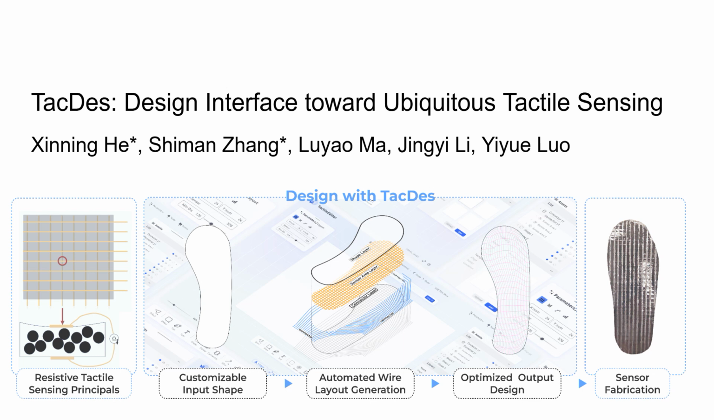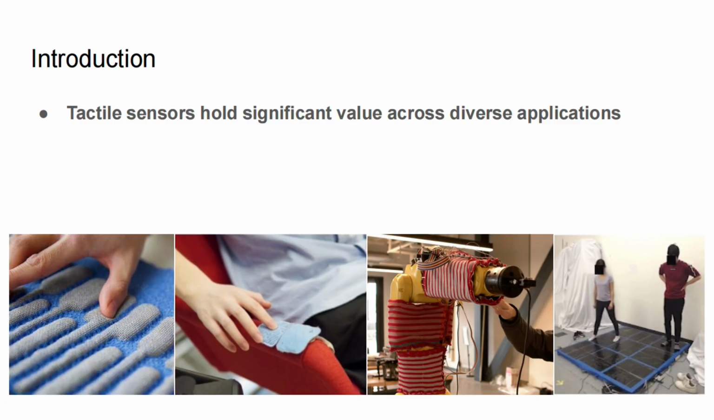In this work, we present an open-sourced end-to-end interactive design interface, which aims to enhance the efficiency and accessibility of resistive tactile sensing design. Human sense of touch encodes and conveys a vast amount of information about how we engage with the physical world. Tactile sensing is a technology that captures such sensation. Tactile sensors hold significant value across diverse applications, such as human-computer interaction, healthcare, robotics, and education.